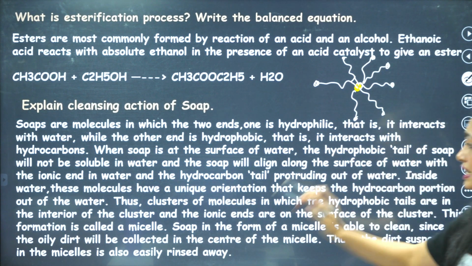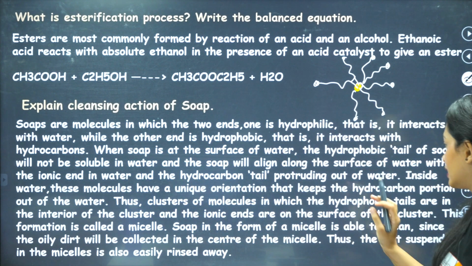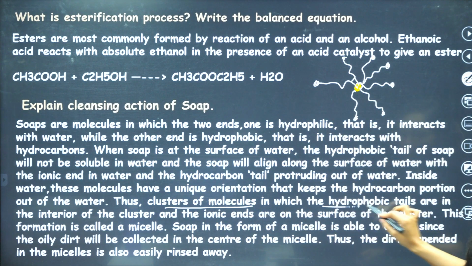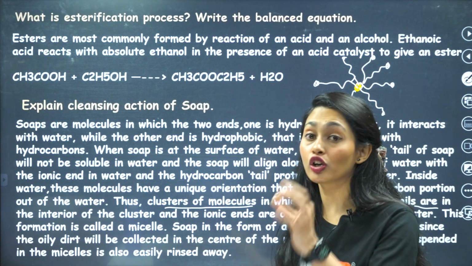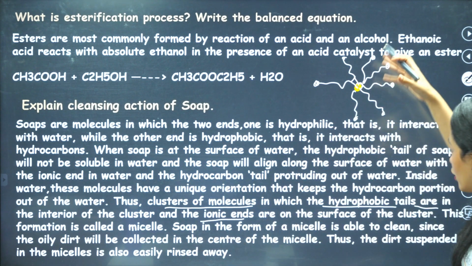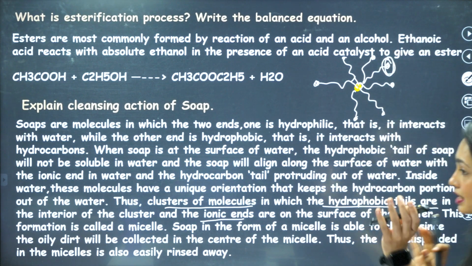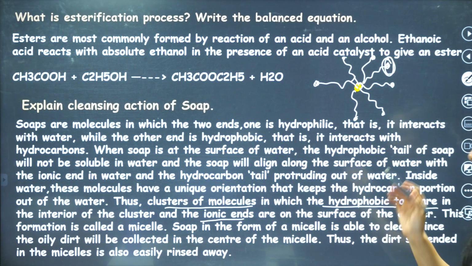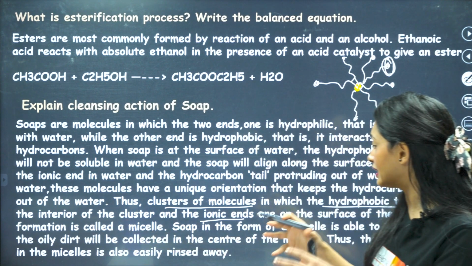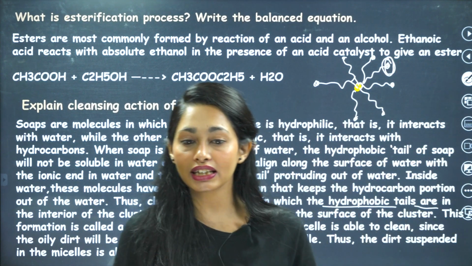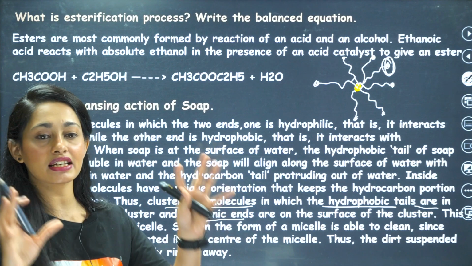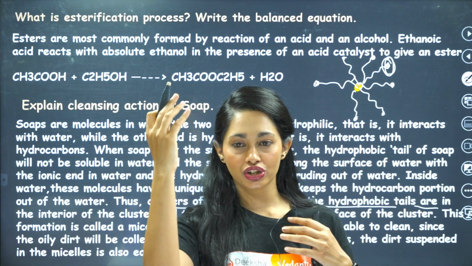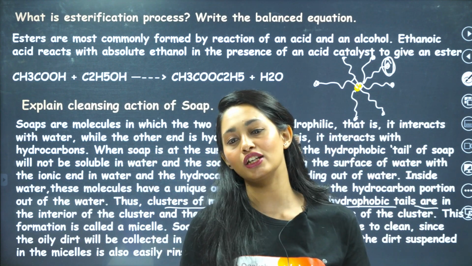Inside water, these molecules have a unique orientation that keeps the hydrocarbon portion out of the water. Thus, clusters of molecules form in which the hydrophobic tails are in the interior of the cluster and the ionic ends are on the surface of the cluster. This is the ionic end, protruding outside. So soap in the form of micelle is able to clean since the oily dirt will be collected in the center of the micelle. Thus, the dirt in the micelles is easily rinsed away with water. When we wash the cloth with water, along with the dirt, the micelle is going to get washed away. So this is nothing but cleansing action of soap.